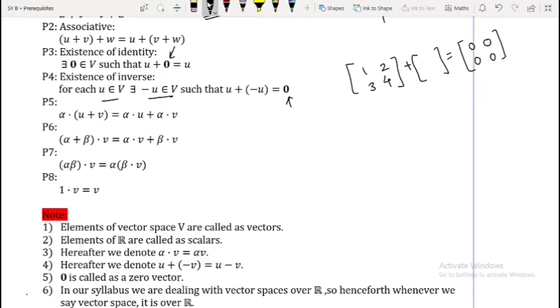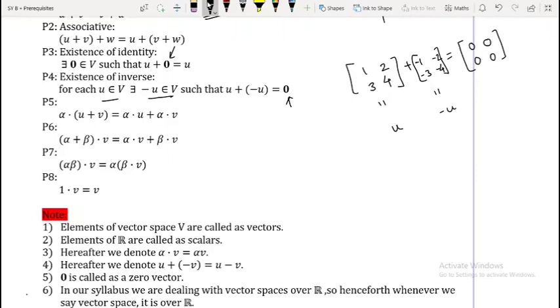So it's an easy guess. What it should be? Minus 1, minus 2, minus 3 and minus 4, right? And we are calling this element minus u. This element is nothing but our u. So you can easily see that is what the property is saying: for each u belonging to V, there exists, meaning we should be able to find, minus u belonging to V such that u plus minus u is equal to this bold 0.